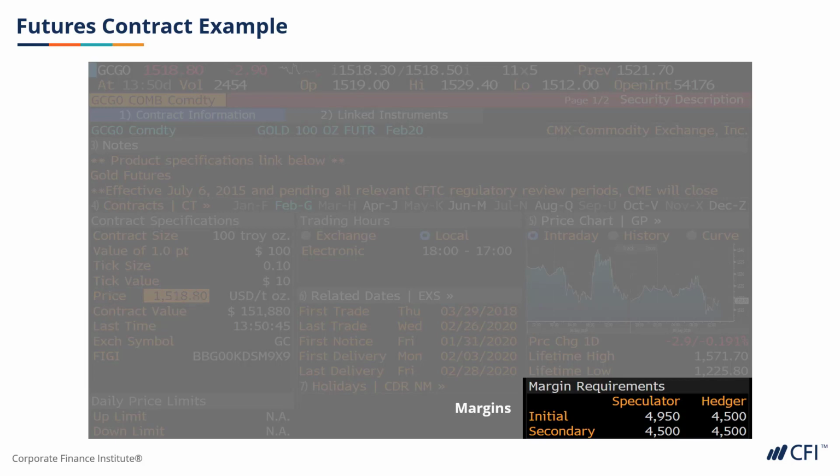an initial margin and a secondary margin. The initial margin is the amount of money that needs to be deposited with the exchange to open a buy or sell position on a futures contract. And we'll explore more about margins later in this course.